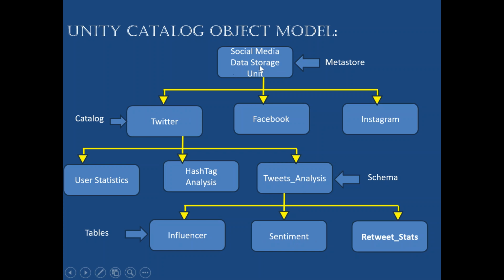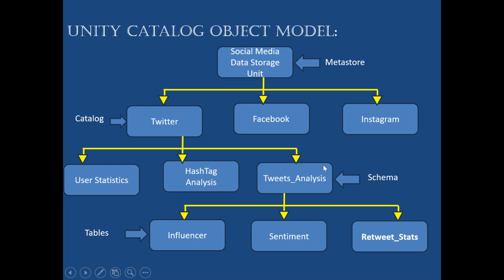Similarly, if you go to social media, the catalogs can be Twitter, Facebook, Instagram. There are three different applications. Okay. The data storage unit is the metastore. Under catalog, we have Twitter, Facebook, Instagram. Under Twitter, we have user statistics, hashtag analysis, tweet analysis as the schemas. Under tweet analysis, we can have influential sentiments, retweet stats. We can have multiple tables under this particular schema.